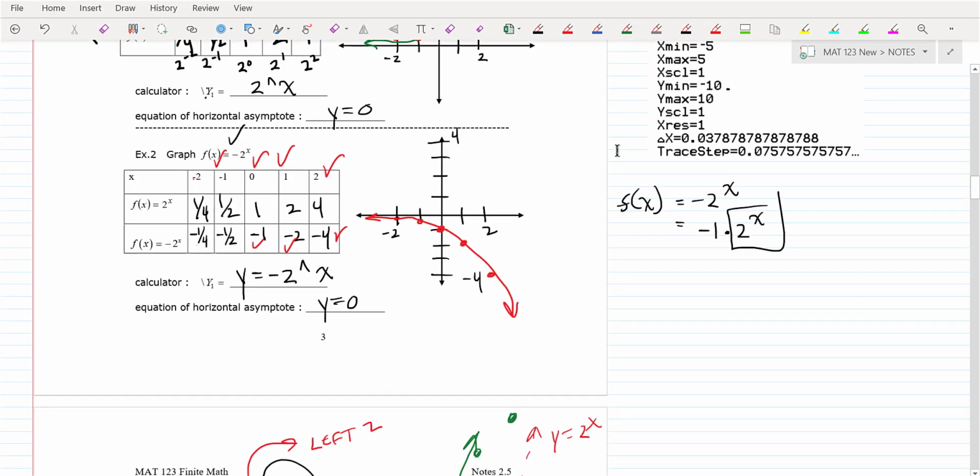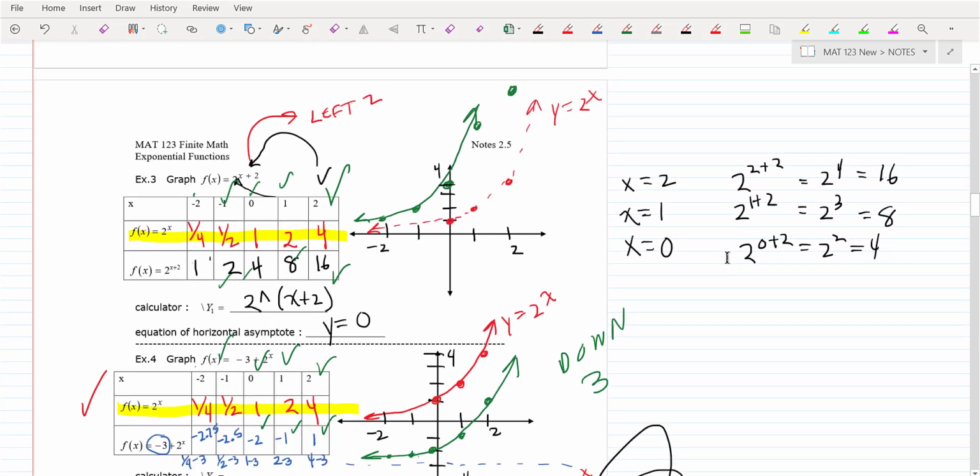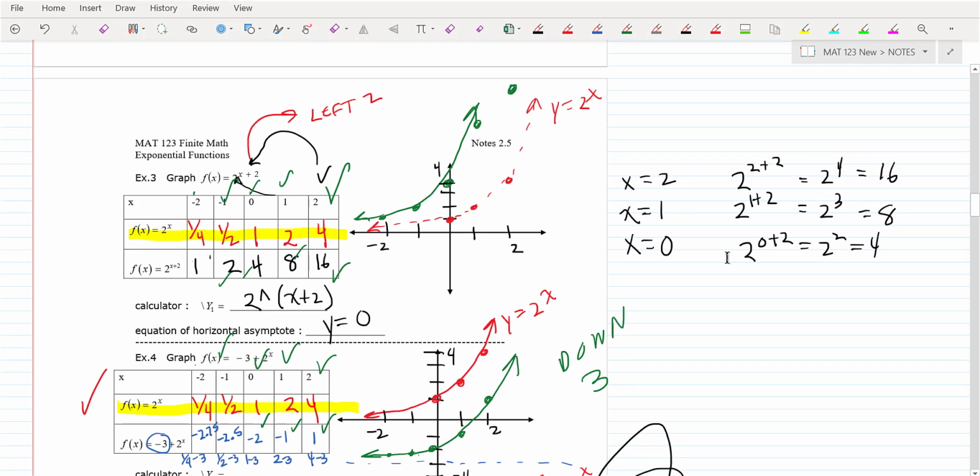If you look at this one right here, we know 2 to the x goes like this. When we did negative 2 to the x, what happened? It reflected over the x-axis. So if you make that number negative, it reflects it, just like it would on a parabola or any other function. Look at this one. We did 2 to the x plus 2. What happened to that one? It went to the left. So if that's inside the exponent, it's going to go left or right. So that's left 2. It depends on where that number is.